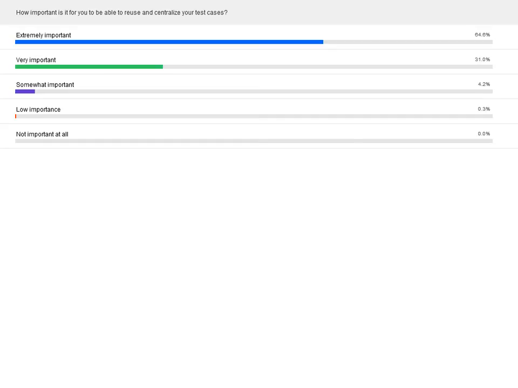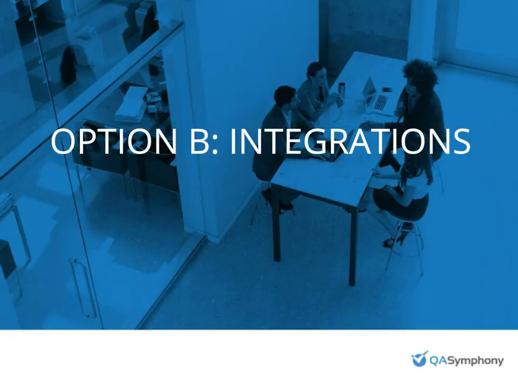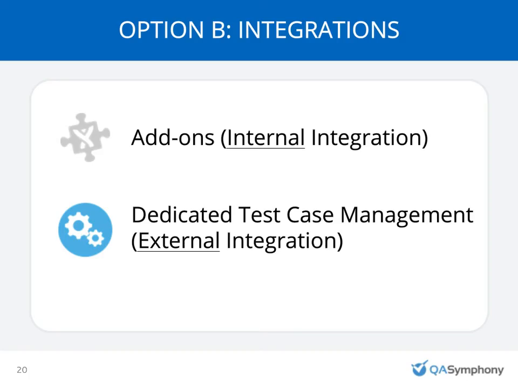So now you've got option B, which are the integrations that go into JIRA. And there are really two types of integrations. You've got the add-ons, which are internal integrations. That means they actually live inside your JIRA application, whether that's JIRA Cloud or JIRA Server. And those add-ons try to extend some of that test case functionality. The other is a dedicated test case management solution.